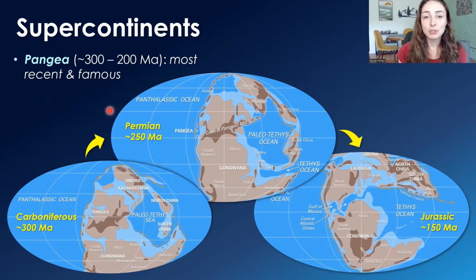Pangea is not only the most famous, but also most recent supercontinent, which lasted from its initial beginning of formation around 300 million years ago until around 200 million years ago in the late Triassic, when it began to break up. And by 150 million years ago in the Jurassic, we can see here that it began to break up through the formation of the Mid-Atlantic Ridge, which eventually formed the Atlantic Ocean.